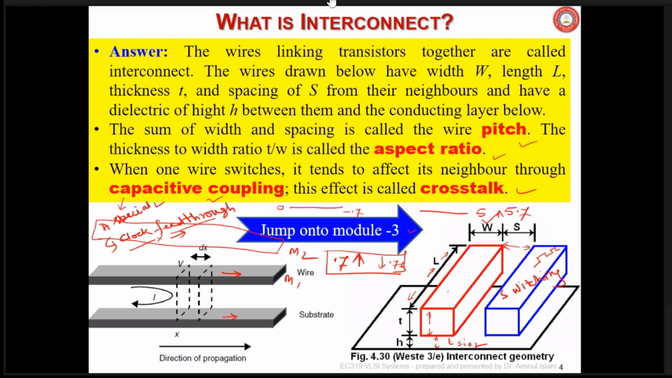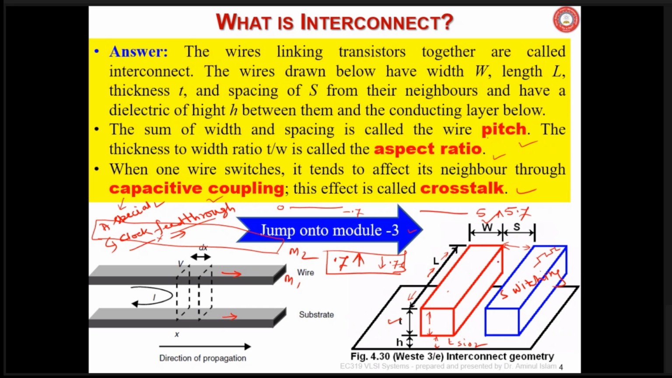Okay. So interconnects, as you have seen, have various specifications here, like length, width, and thickness. T here is the thickness, and H is the thickness of the oxide under it, maybe SiO2 or other material. So a certain term is defined here, like sum of width and spacing is called pitch.